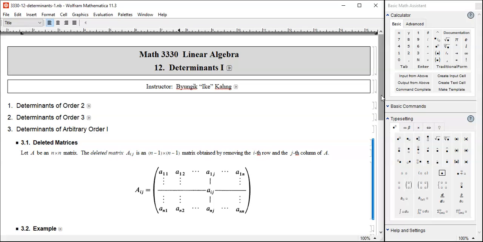Let's begin with the concept of deleted matrix. I already introduced you the term, but let's do it formally here. Let A be an n by n matrix. The deleted matrix capital Aij is an n-1 by n-1 matrix obtained by removing the ith row and the jth column of A. So we are looking at Ij entries here. So ith row, jth column, those are gone.